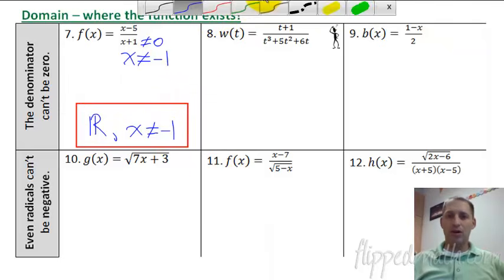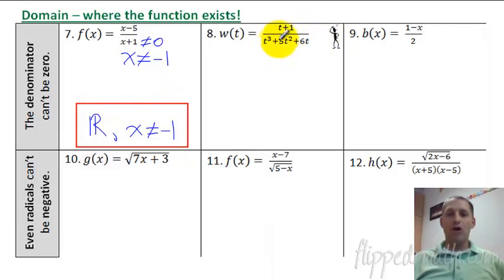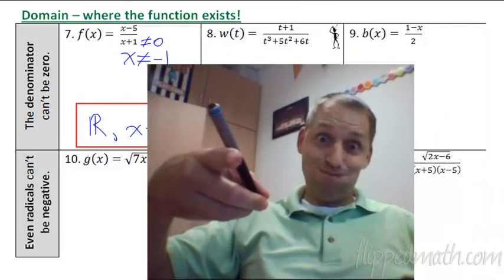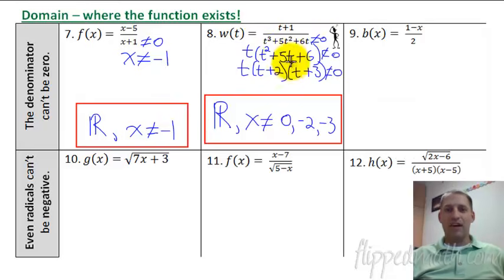Let's do number 8. Actually, I've got a little pause for you here. Factor number 8 and then list an answer for what you come up with. So pause the video. All right, this is how I would do it. Factor out the denominator. This should have been very similar to one we already did. And then you get that t can't be 0, -2, or -3. So therefore the domain of this function is all real numbers, but the x's can't be 0, -2, or -3. There's the domain.